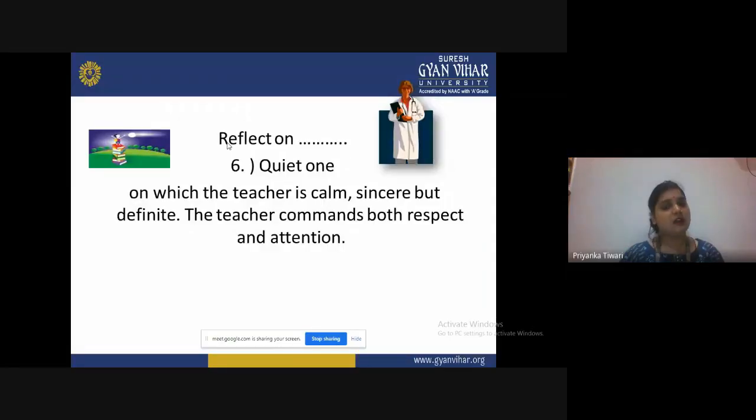So reflect on boomer, in which the teacher shouts in a strong voice, "You are going to learn. There is no nonsense in the classroom." Maverick, in which everybody loves the teacher, perhaps even the principal; she raises difficult questions and presents ideas that disturb. Reflect on quiet one, in which the teacher is calm and sincere but definite. The teacher commands both respect and attention.